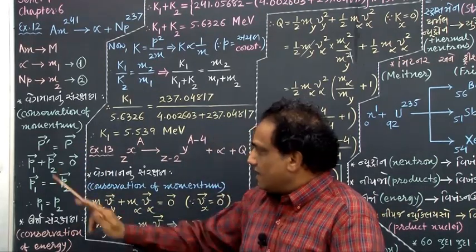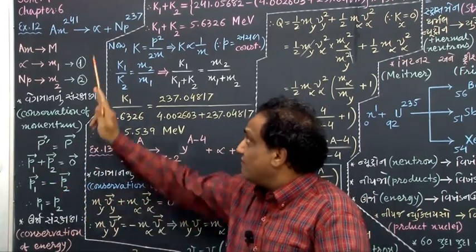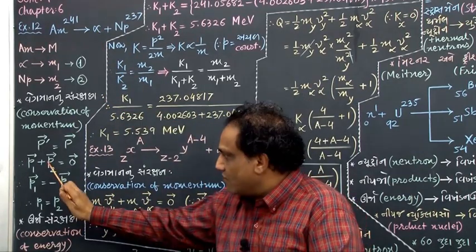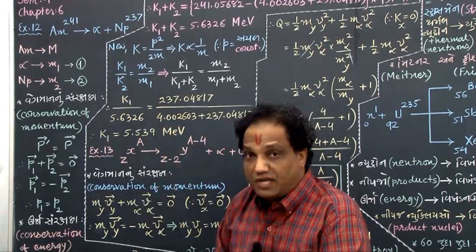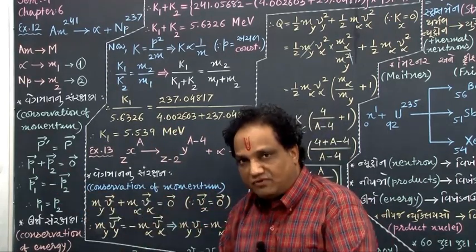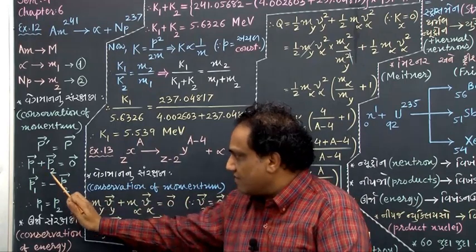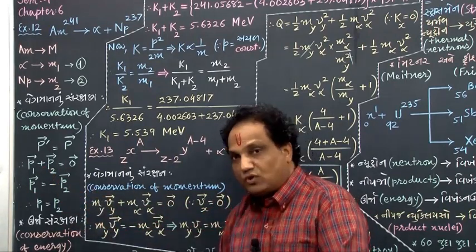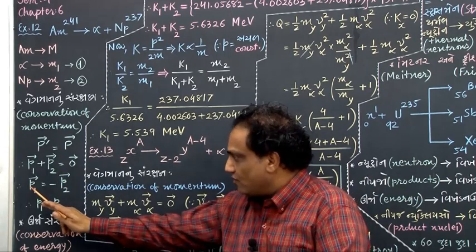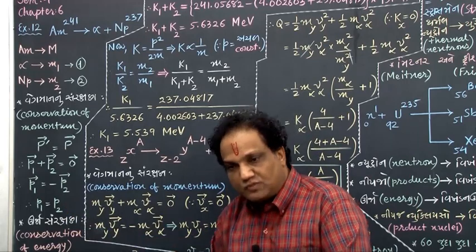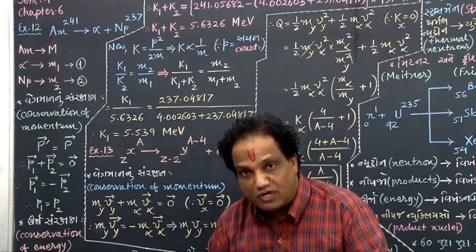Correct? Now this is the momentum of first particle, that is say alpha particle. This is the momentum of this daughter nucleus. Now just transfer from left to right side, from plus it will become minus. And now take magnitude on both the sides. Magnitude of this is P1, magnitude of this is P2. So P1 equals to P2.